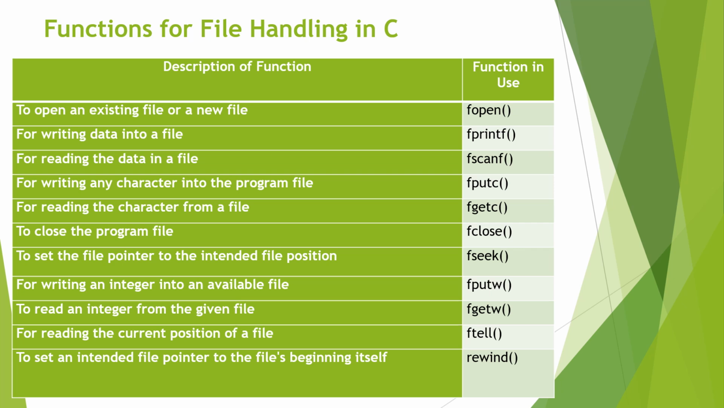To set the file pointer to the intended file position, the fseek function. For writing an integer into an available file, the putw function. To read an integer from the given file, the getw function. For reading the current position of a file, the ftell function. To set the file pointer to the file beginning itself, the rewind function.